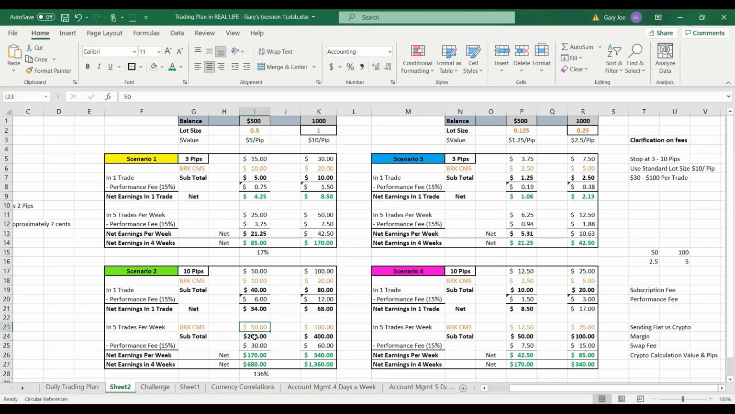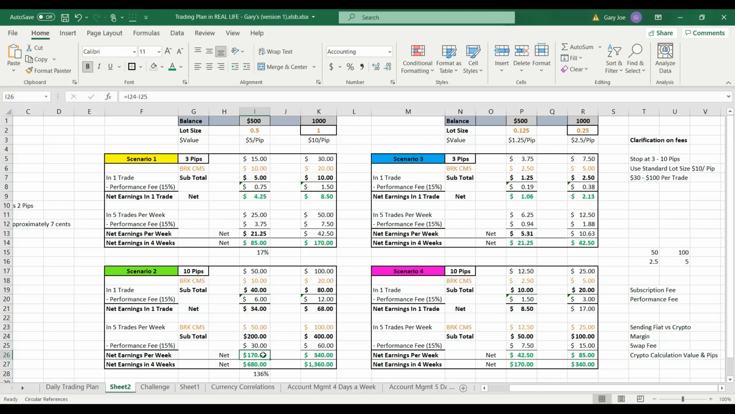The subtotal, we have 40. That's 5 times the subtotal up here that you would have brought home before the performance fee. So 5 times 40, you would have been at $200 at the end of the week if 5 trades were taken. And then 15% of the 200 will go to the master trader, which would be $30, and you would be left with $170. You would have earned $170 at the end of that week, on top of your $500.